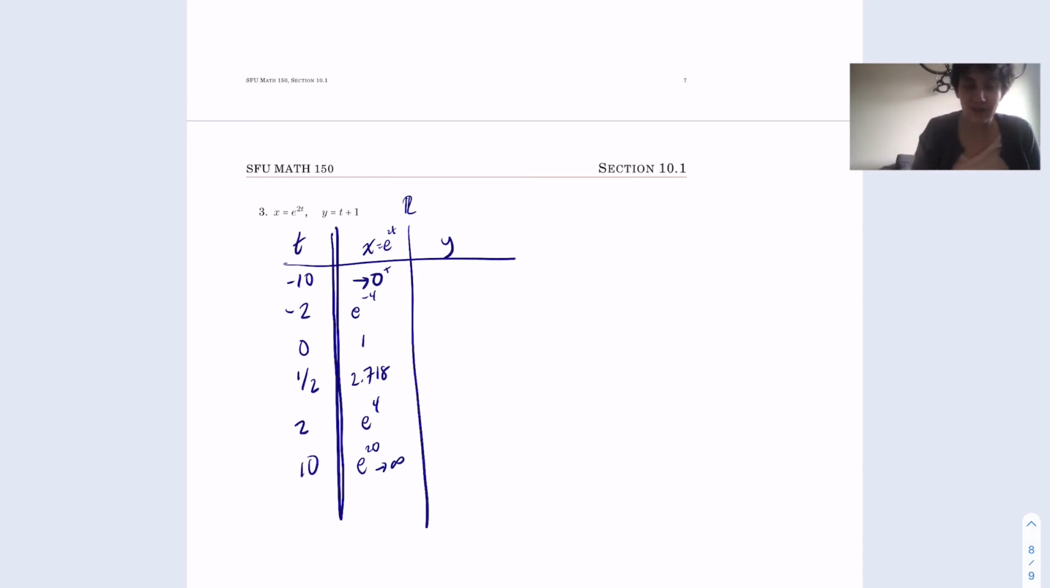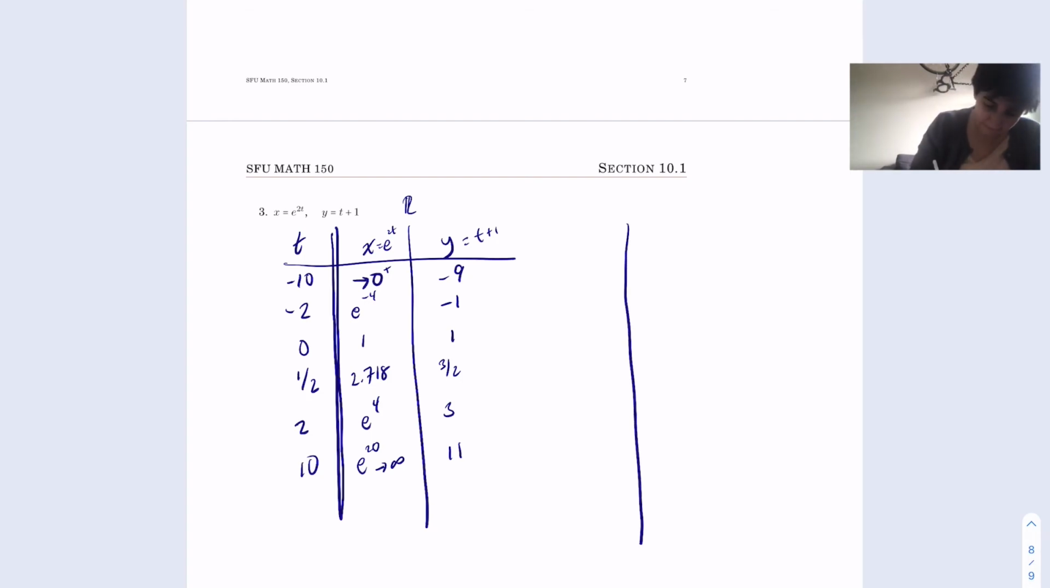Okay, my y coordinates, those are a little more well-behaved. So what do I have? I have -9, -1, 1, 3 halves, 3, and 11.